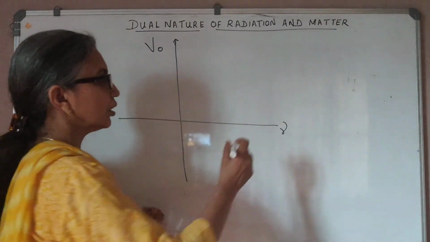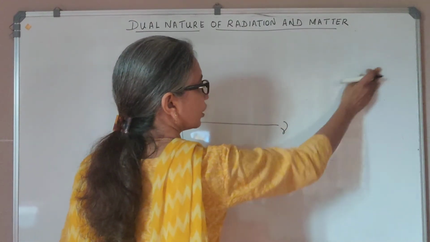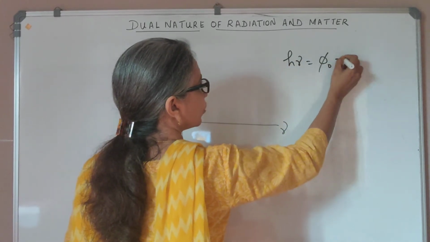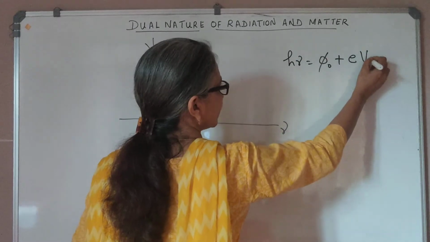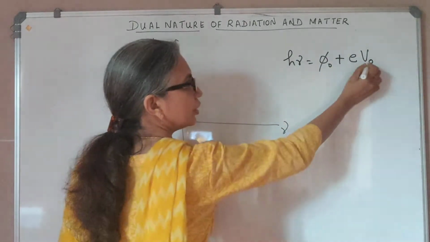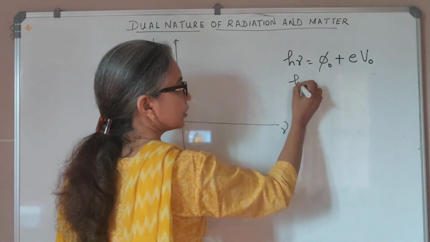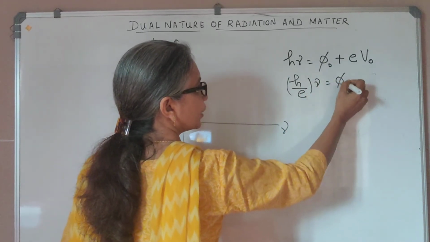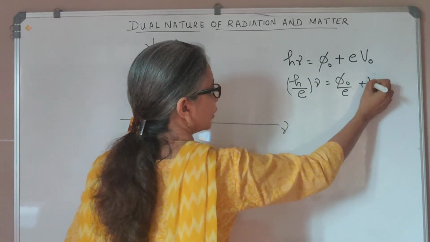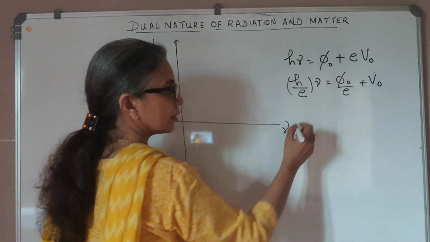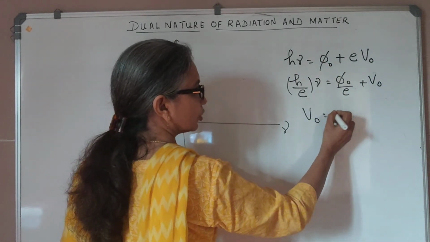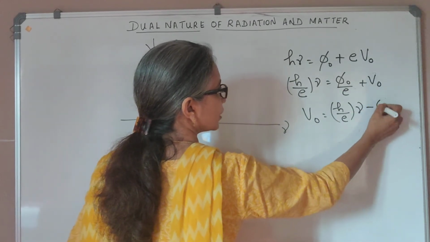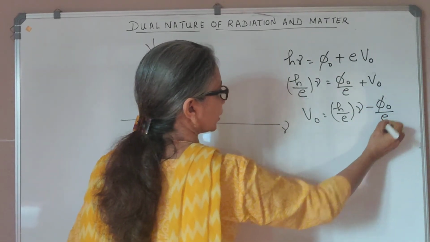Okay. Now the equation, Einstein's photoelectric equation, we know h nu is equal to phi 0 plus E V 0. Now if I divide throughout with E, you will see this is h by E into nu is equal to phi 0 by E plus V0, or I may rewrite this equation as V0 equal to h by E into nu minus phi 0 by E, right?